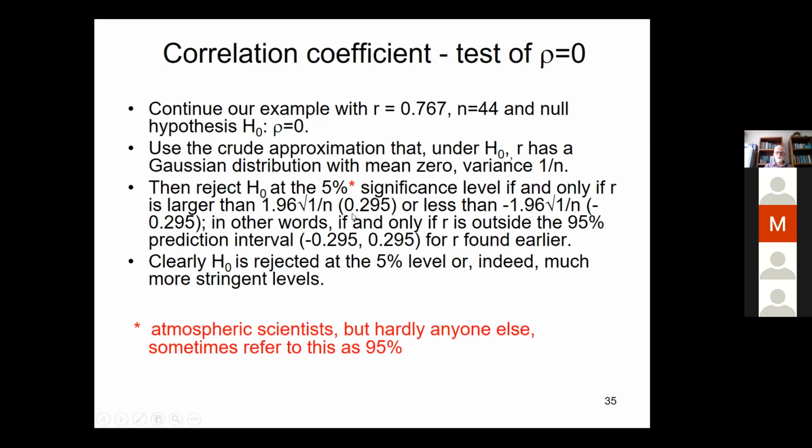There's one oddity here, is that I work with data from lots of disciplines. Nearly everyone would say we reject H0 at the 5% level. There's a substantial number of atmospheric scientists who say we reject this at the 95% level.